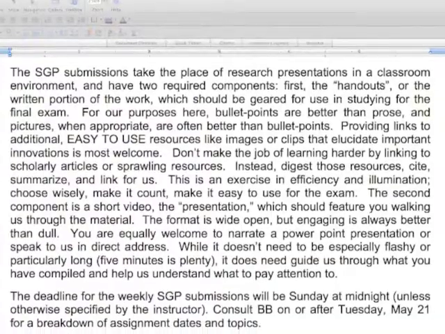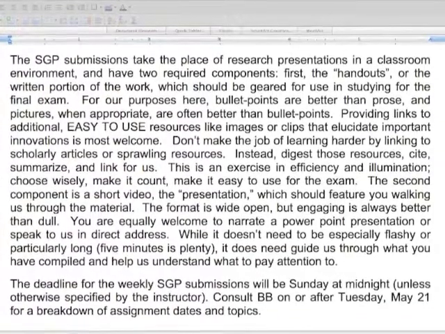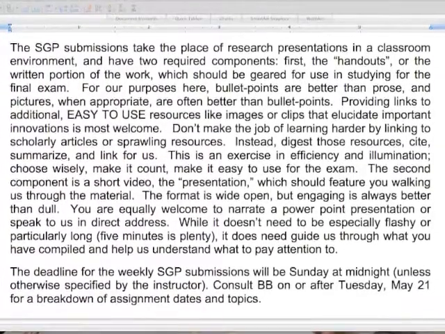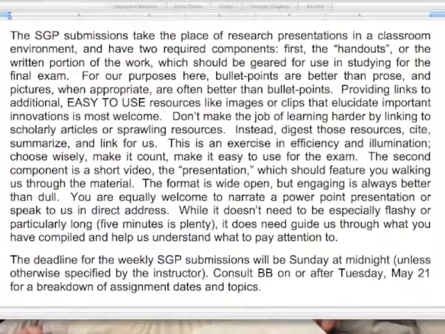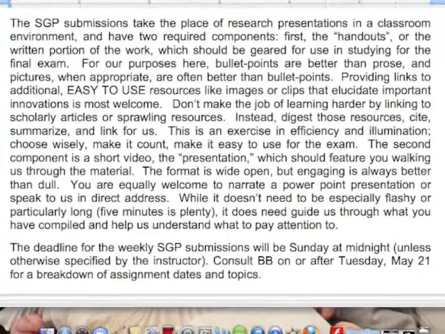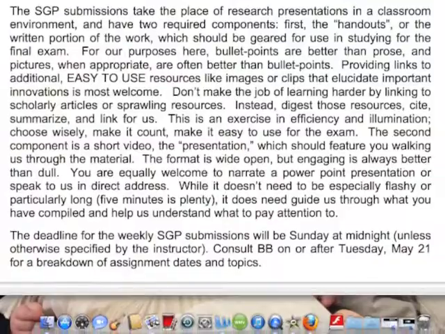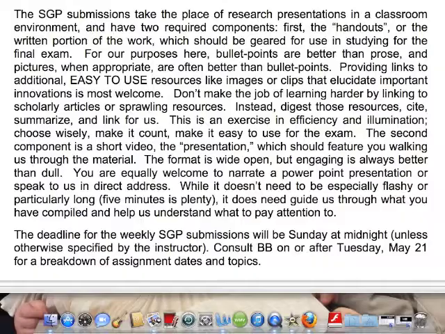Now, for our purposes here, bullet points are better than prose, and pictures, when appropriate, are always better than bullet points. Providing links to easy-to-use resources of images and clips that elucidate the important innovations you're pointing out to us is a very welcome choice. Don't make the job more difficult by linking to scholarly, sprawling articles, right? I'm already weighing you down with enough reading, right? Make it easy, make it simple. This is an exercise in efficiency and illumination, so choose wisely. Make it count. Make it easy to use for the exam.